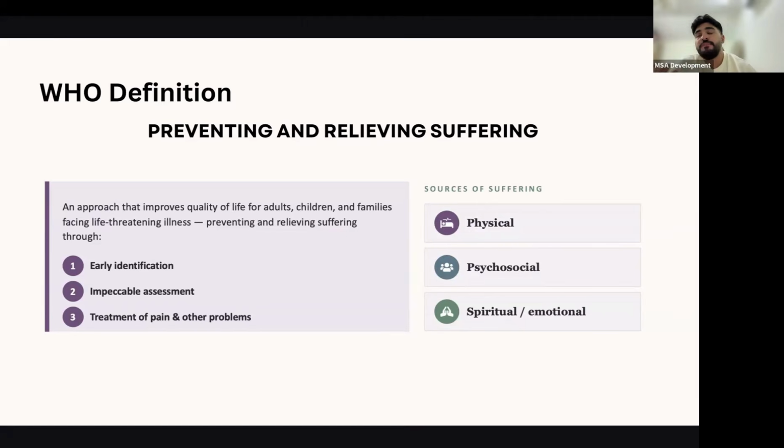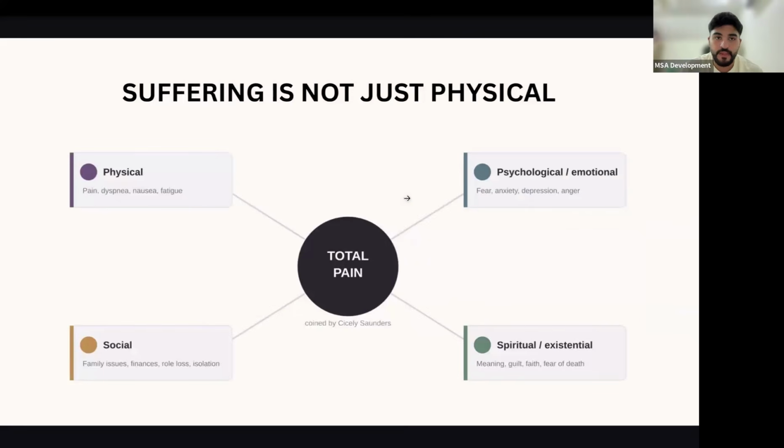Now you might be like, okay, so is the source of suffering only pain? No. It could be psychological, it could be spiritual, it could be emotional. This is why we have an interdisciplinary team that provides care for these patients, so they can prevent and relieve all the sources of suffering if possible.